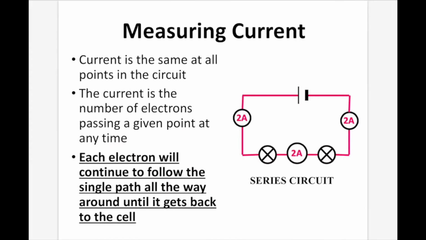Measuring current. Current is the same at all points in the circuit. The current is the number of electrons passing a given point at any time. And each electron will continue to follow the single path all the way around until it gets back to the cell. So if you have, let's just use 2 electrons instead of 2 amps, it makes it easier to think about it. They're going to leave the battery and they're going to travel all along this path. So it doesn't matter what part of the path you peek in to see how many electrons are passing every given second, there's going to be 2.